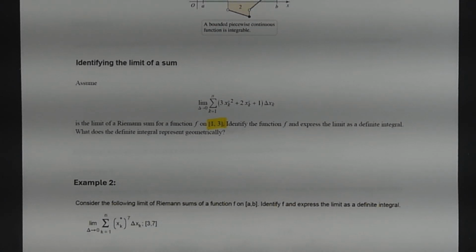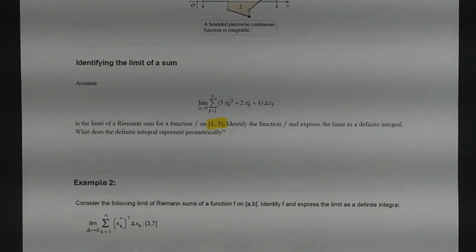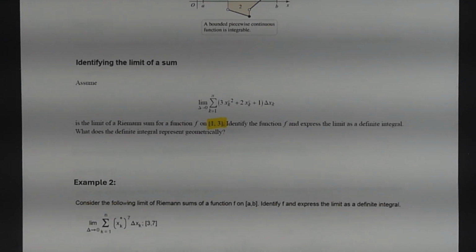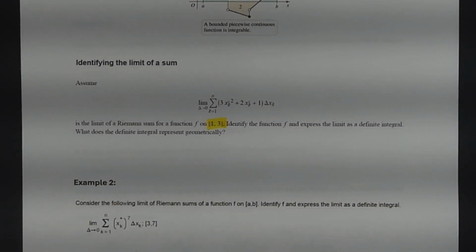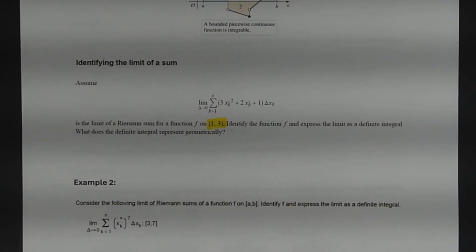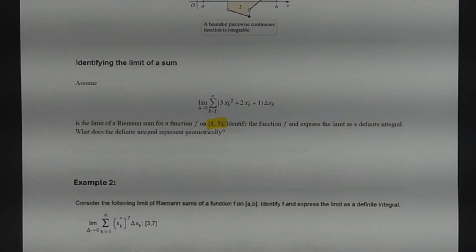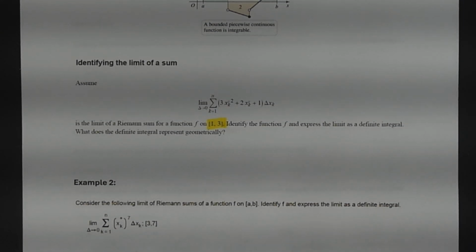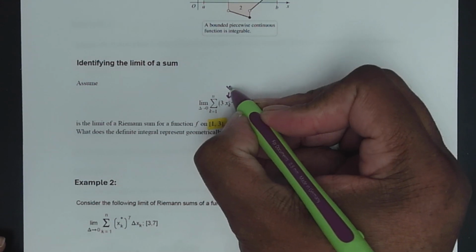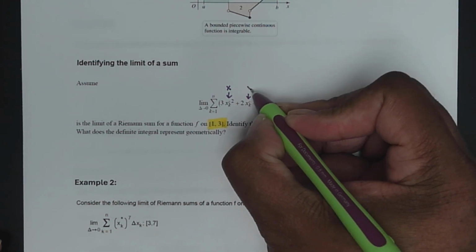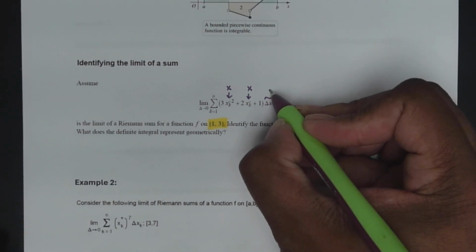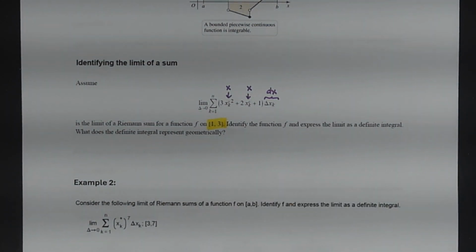Okay, well in this case here, I want you to think about this for a moment. That x star sub k, those are just going to be your x's. So this x star sub k there, that represents an x. X star sub k again represents the x. This right here, that delta x of k, that represents dx.